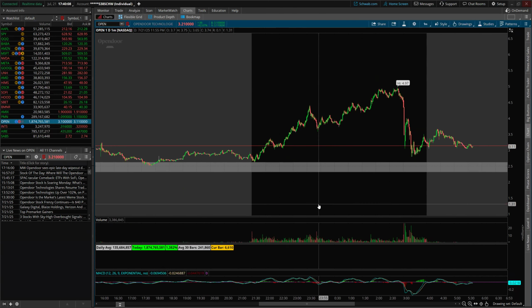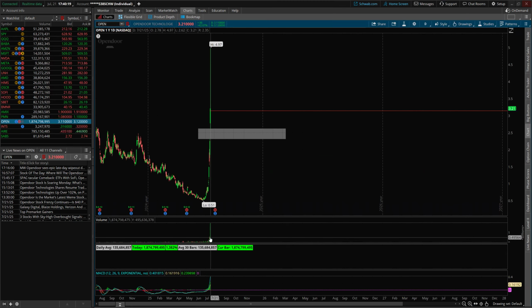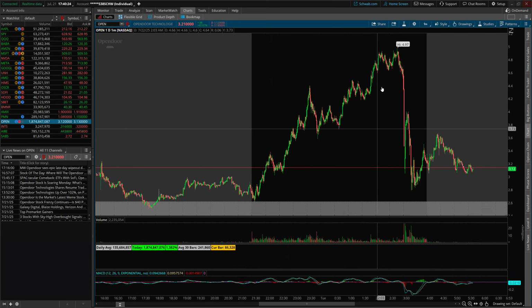But because it's so heavy, this is not sustainable. I mean, come on. We're not going to have 1.8 billion shares being traded every single day. That's not sustainable at all. Look at this. That is not sustainable at all. And that's the reason why when something is not sustainable, it crashes hard.